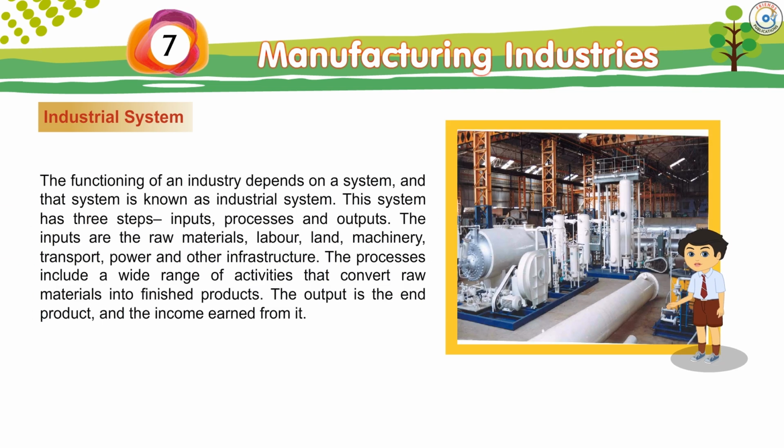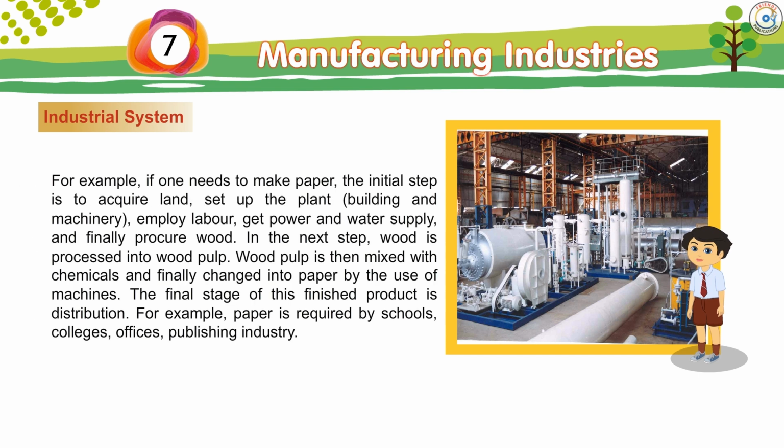Industrial system. The functioning of an industry depends on a system, and that system is known as the industrial system. This system has 3 steps: inputs, processes, and outputs. The inputs are the raw materials, labor, land, machinery, transport, power, and other infrastructure. The processes include a wide range of activities that convert raw materials into finished products. The output is the end product and the income earned from it.